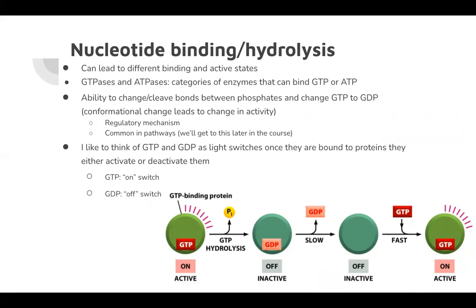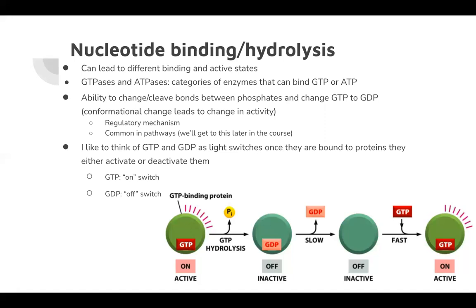It's the ability to cleave bonds between the phosphates and change GTP to GDP. That in itself is a conformational change, which leads to a change in activity, because when you change the shape, again, that changes the function. It's also a regulatory mechanism that's really common in a lot of different pathways. This will become more relevant as we go on later in the course, I think in the next couple of weeks, maybe. Essentially, GTP and GDP, or ATP and ADP, depending on what you're looking at, are switches that, when they bind to the proteins, either activate or deactivate them.